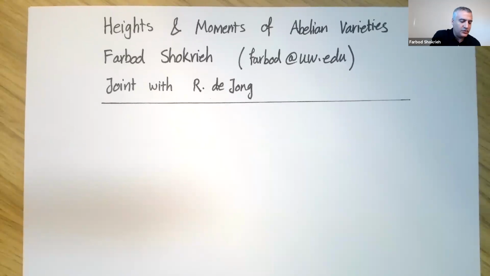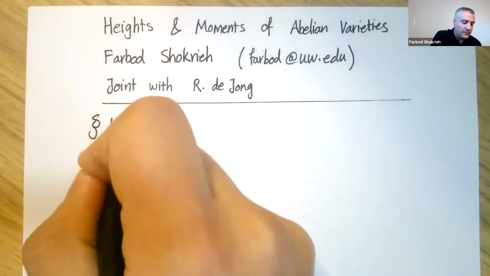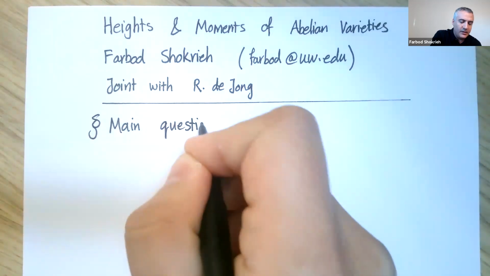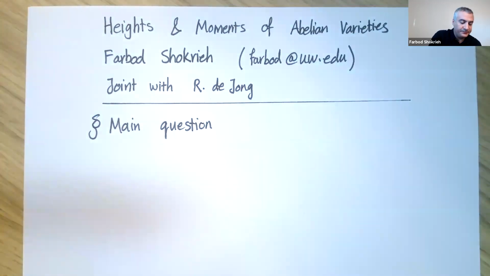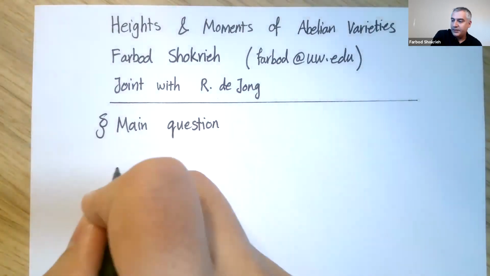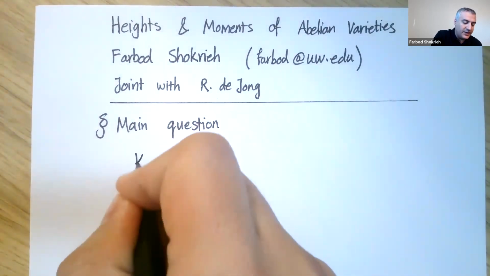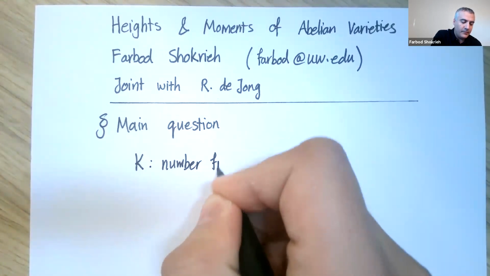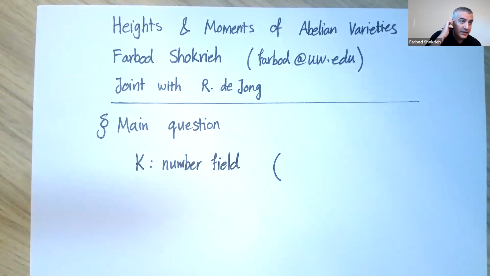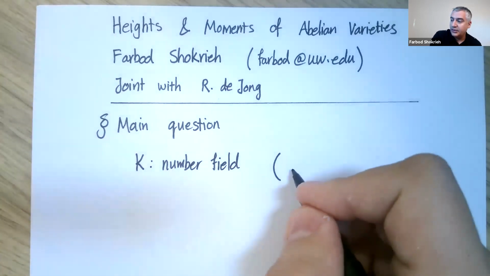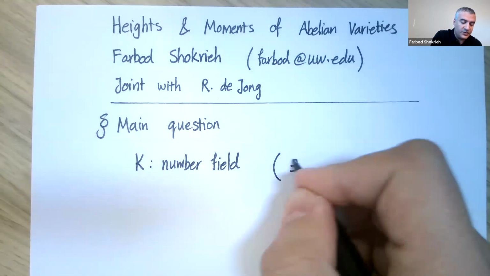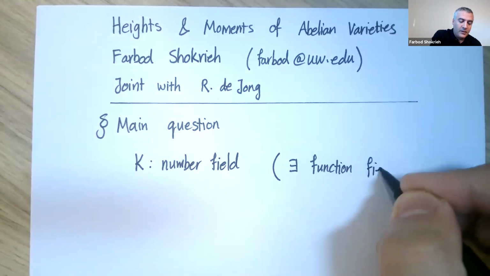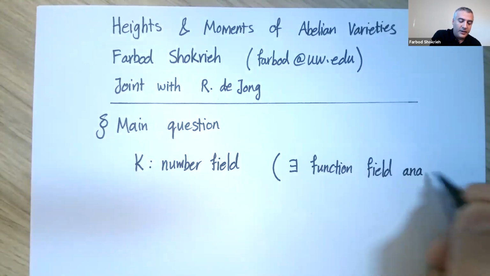So let me introduce the main question that I want to address. I start with, okay, say a number field. But you can also talk about all of this for a function field. So there is a function field analog that you can find in our paper.